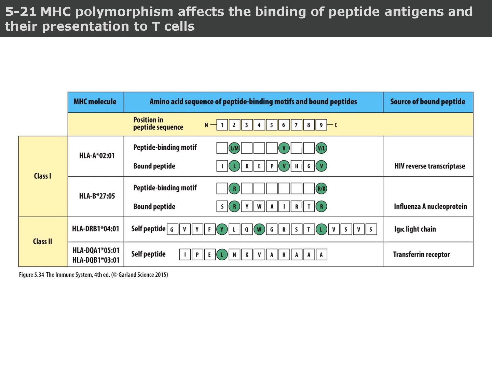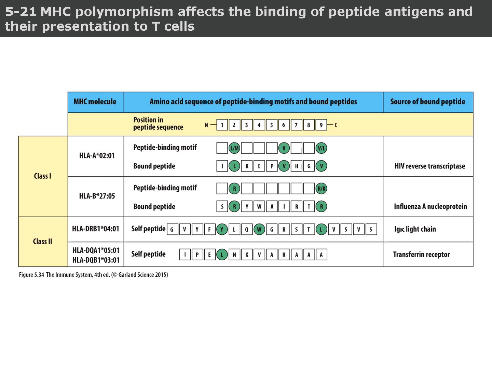This slide demonstrates how polymorphism in MHC molecules shapes their ability to bind and present specific peptides to T cells. At the top, we see examples of MHC class I molecules. The HLA-A2.01 molecule binds a peptide derived from HIV reverse transcriptase. This peptide contains preferred amino acids at specific anchor positions, particularly hydrophobic residues like leucine and valine, which enhance binding stability.